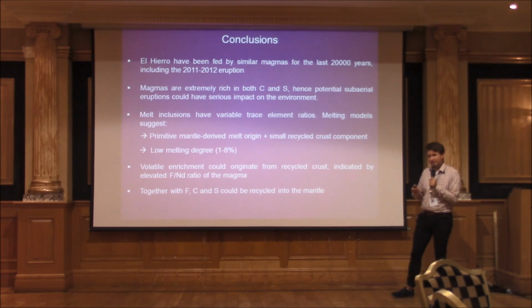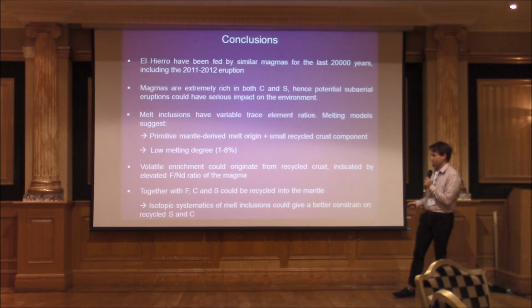However, this can be debated because we didn't find very clear proof that there is more carbon and sulfur in the source than there should be in a primitive mantle. However, we are planning to do isotopic measurements, especially of sulfur, so measure sulfur isotopes, which might help us identify whether there is any recycled sulfur in the source mantle.